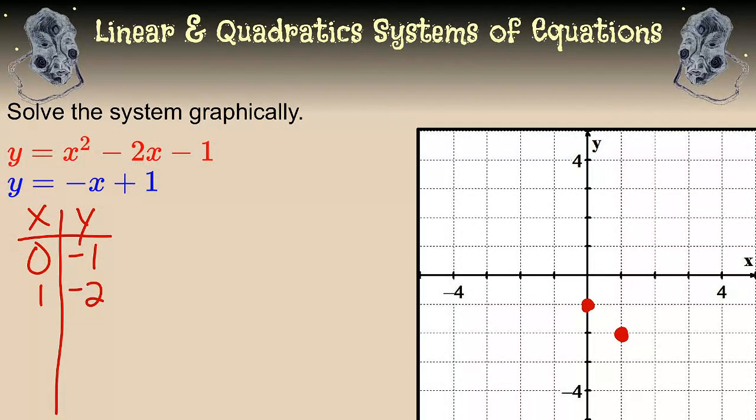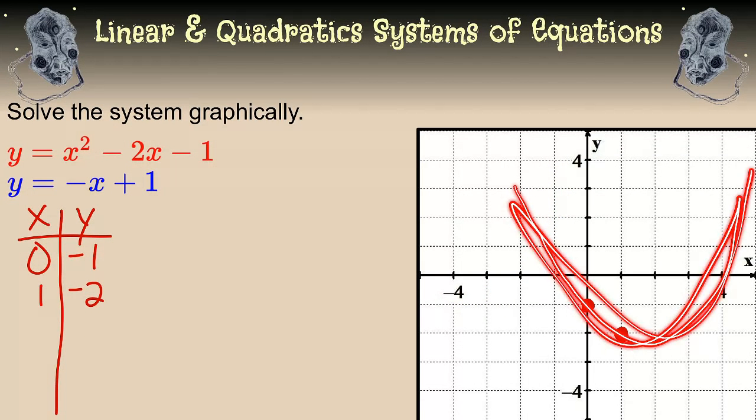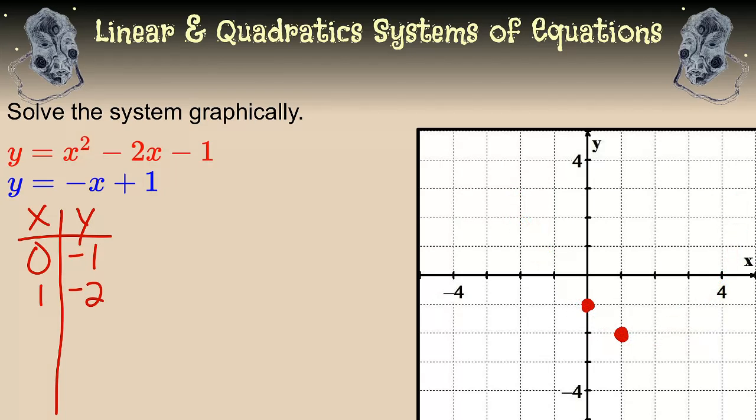Now, here my a value is 1. That means that my graph has to look like this, opening up. That means it's got to come down here somehow, somewhere, and then it's going to turn up. Okay? So I'm going to move to the right one more unit for my x value and put in an x value of 2.